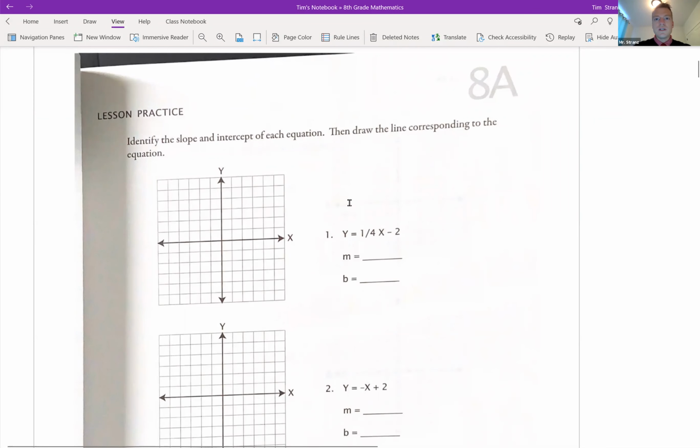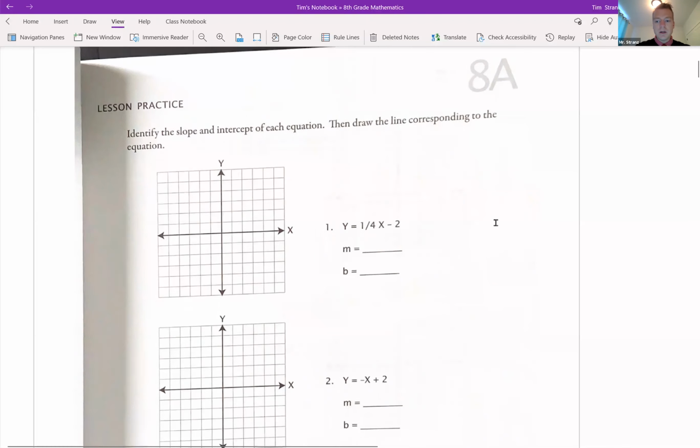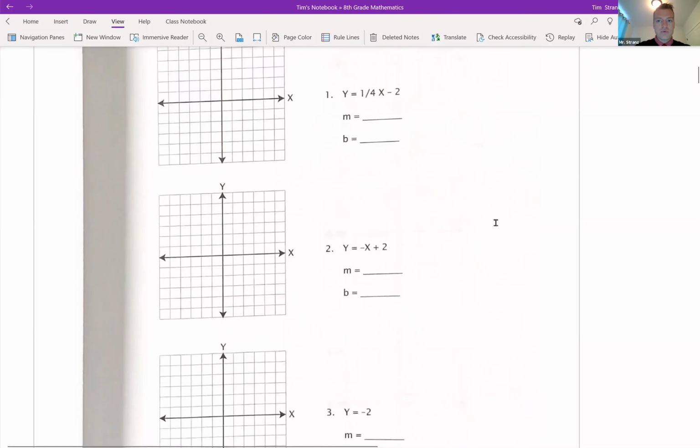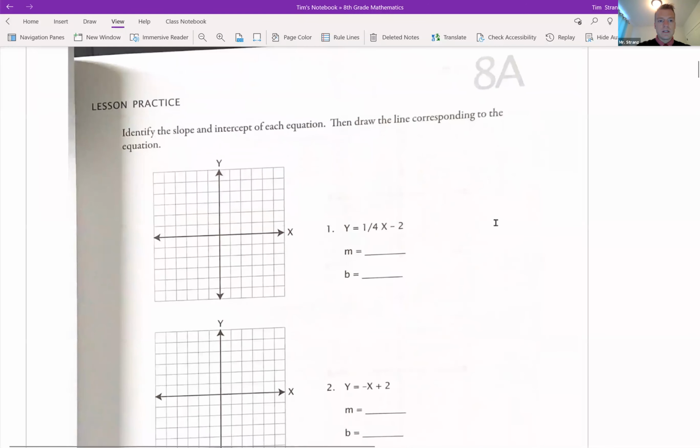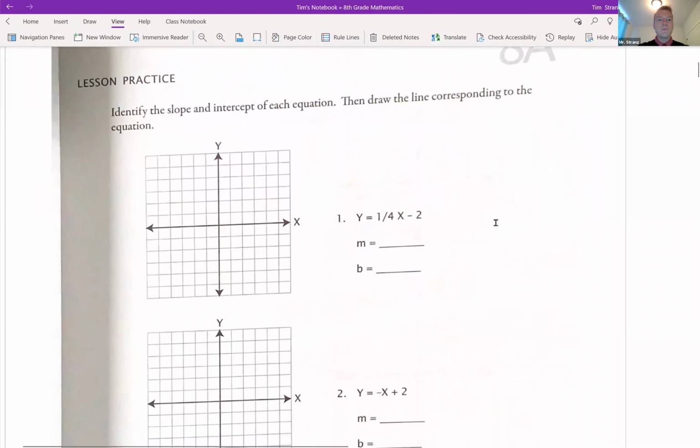All right, hello. So this is going to be lesson 8 of the Math UC Algebra book, page 93. Okay, so we're going to step in. It says identify the slope and intercept for each equation, then draw the line corresponding to the equation. Okay, so it gives us the equation y equals 1/4 x minus 2.